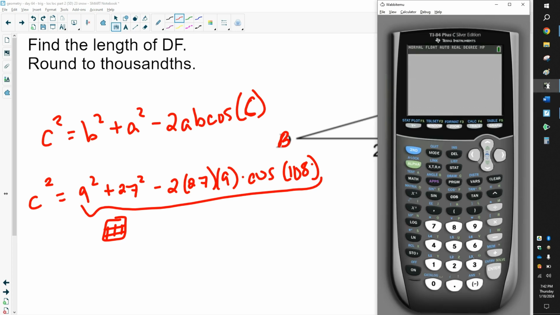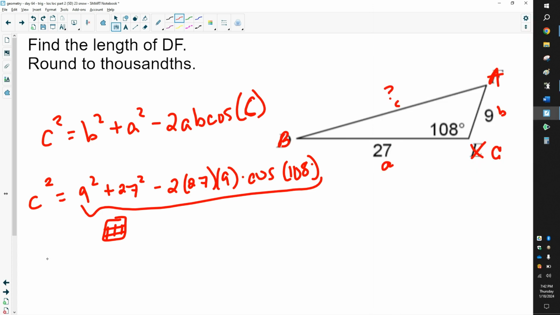What I can do is literally type in what's on my page there. Minus, excuse me, 2 times those numbers again, times the cosine of the angle. So c squared is that number, about 960-ish. So c squared is about 960 point something. I'm not rounding yet because I want c, the length DF.